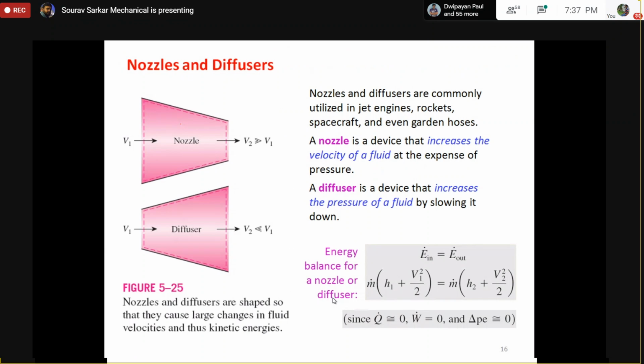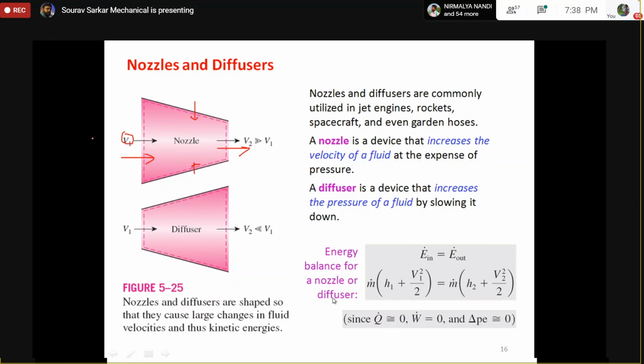So I am giving one example. There is one device that is basically called a nozzle. Have you heard the term nozzle or maybe the diffuser? What is a nozzle? A nozzle is basically a control volume where some fluid is entering with a low velocity. You are continuously reducing the cross-sectional area, so you can get a high velocity. So it is basically a device that increases the velocity.